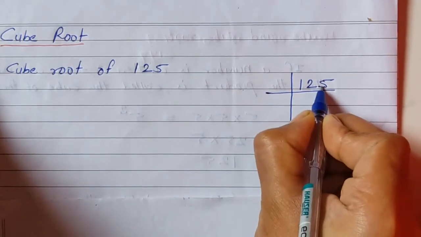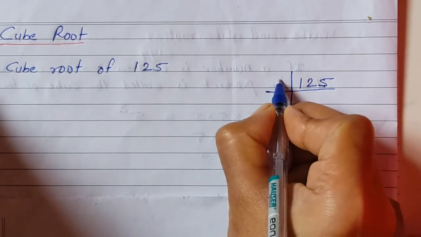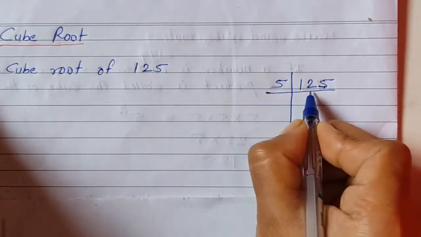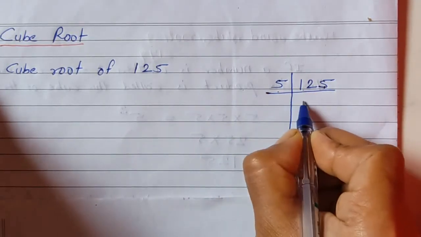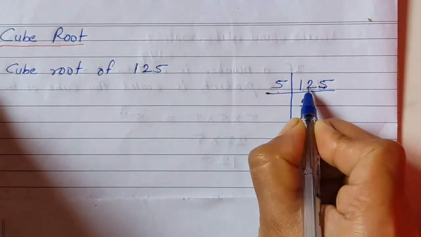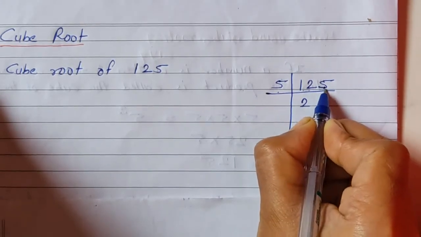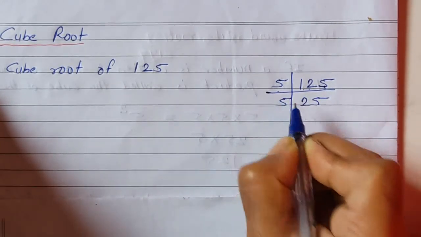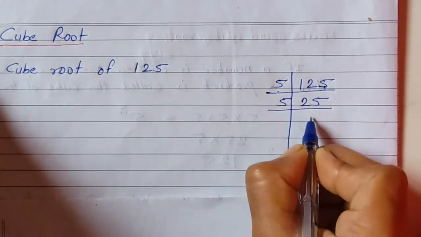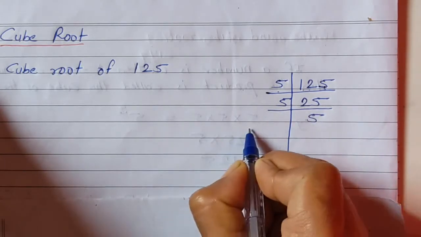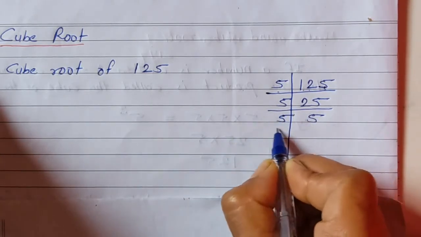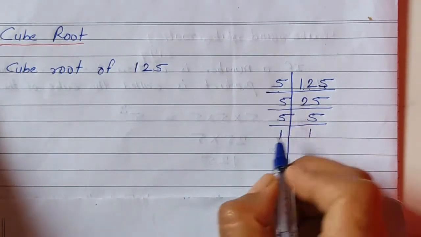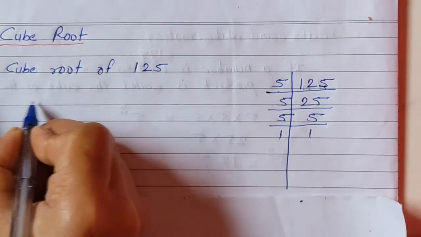At the unit place, 5 is here, so obviously this number is divisible by 5. You will get the answer 5. 5 twos are 10, remainder 2. This 5 will make it 25. Again 5 fives are 25. Again it is divisible by 5, so 5 fives are 25. 5 is divisible by 5 and our answer is 1. Okay, so these are the factors of 125.